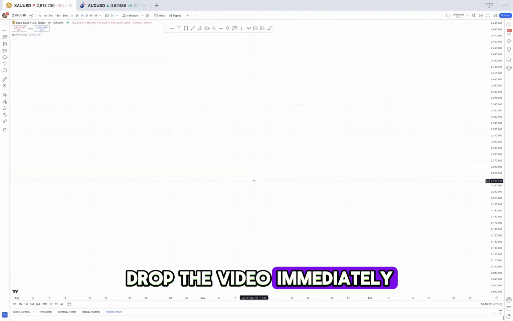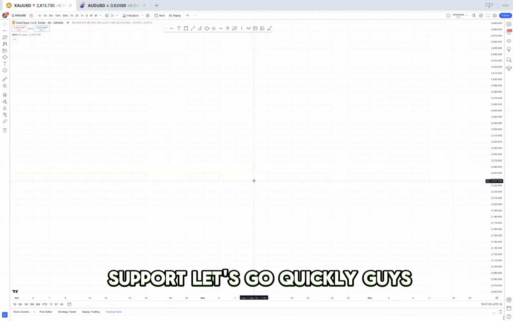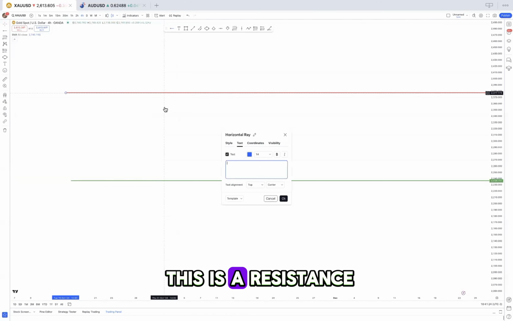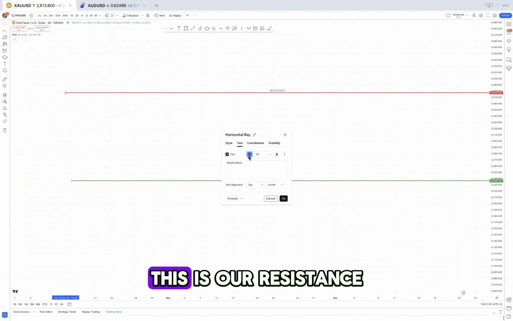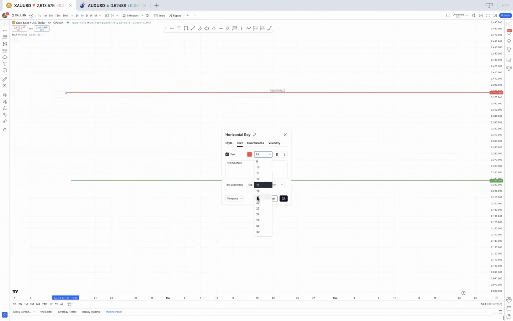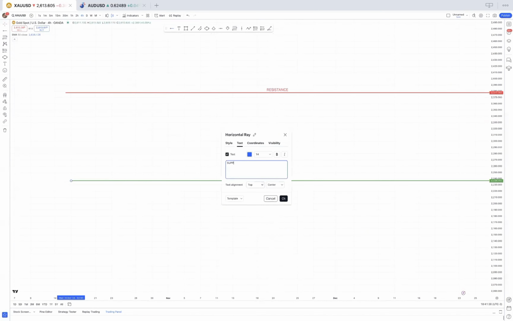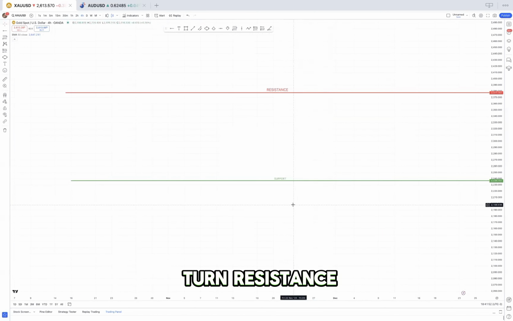So let me show you guys how to identify a support turn resistance and a resistance turn support. Let's go quickly, guys. So, like I said, this is our resistance. And this is our support. So all we want to do is to identify a resistance turn support and a support turn resistance.